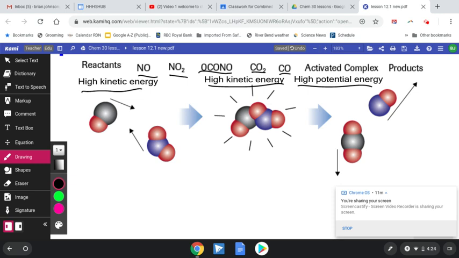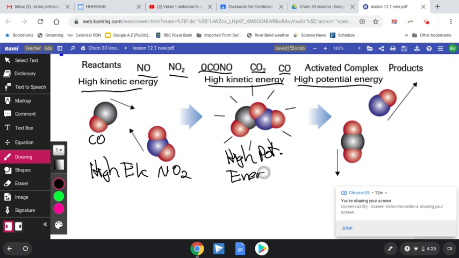So initially we have high kinetic energy with these two reactants in order to slam together. So we've got black is carbon, so that's carbon monoxide and nitrogen dioxide. This middle stage has very high potential energy because the molecules have slammed together with speed and created a very unstable, temporary activated complex. That's a key term in today's lesson.